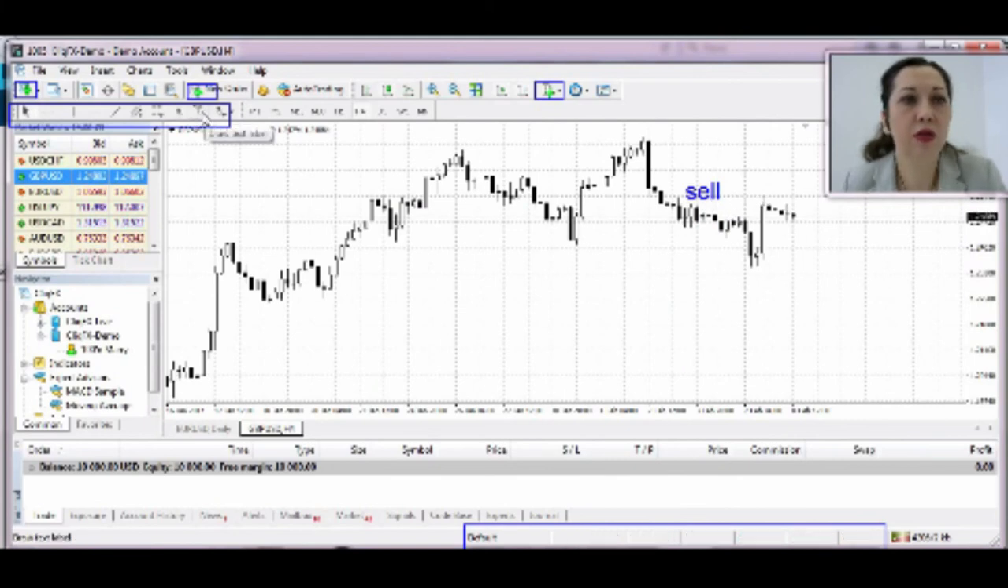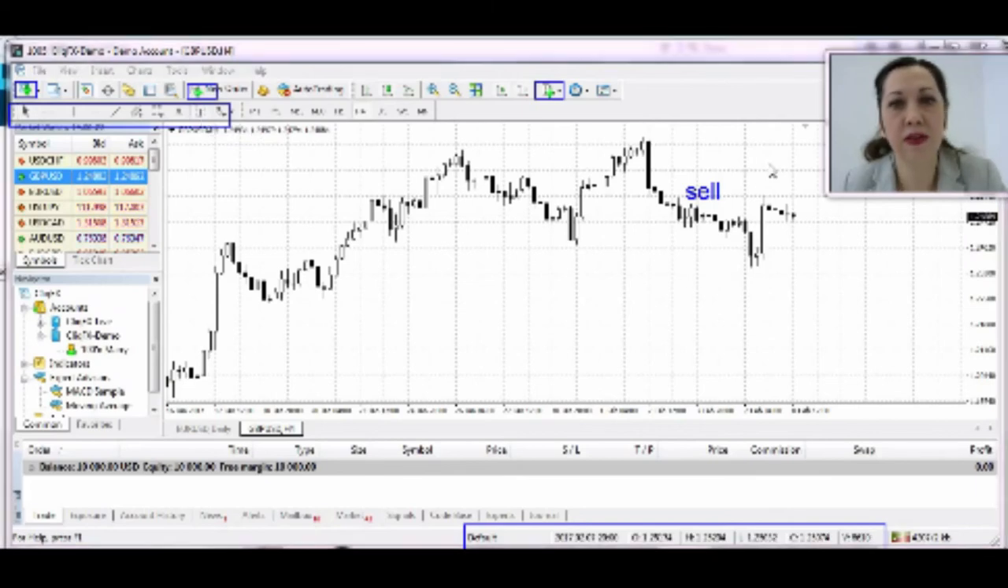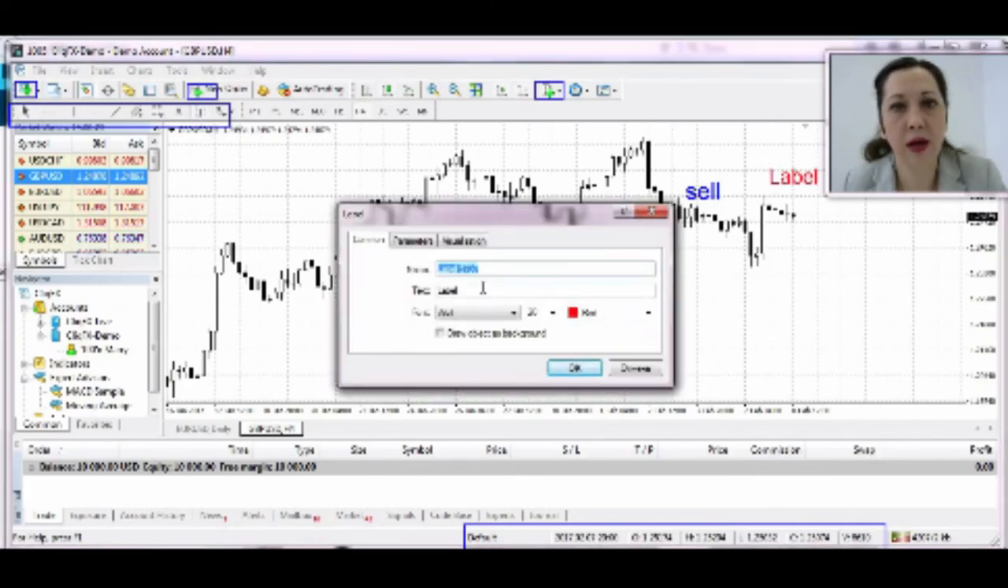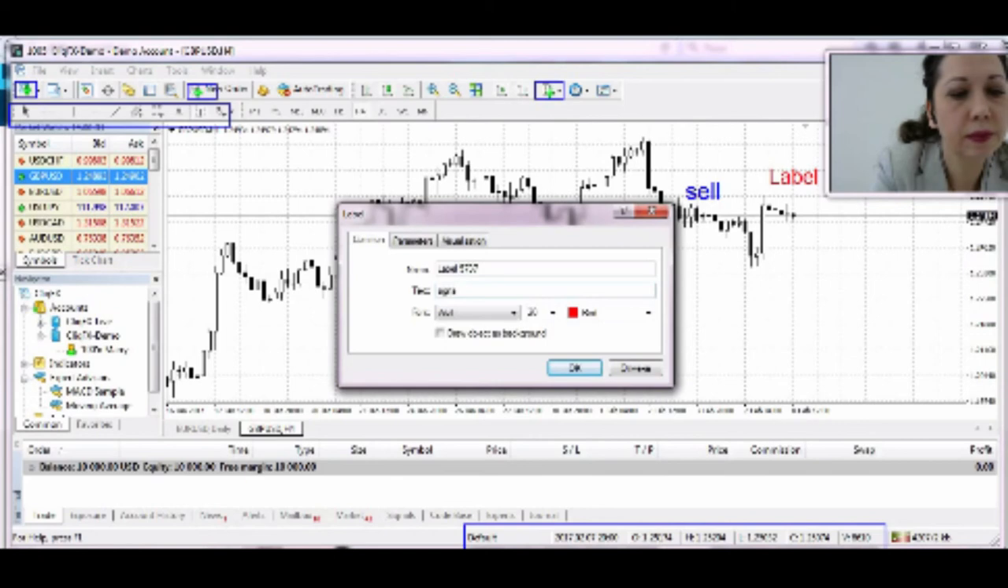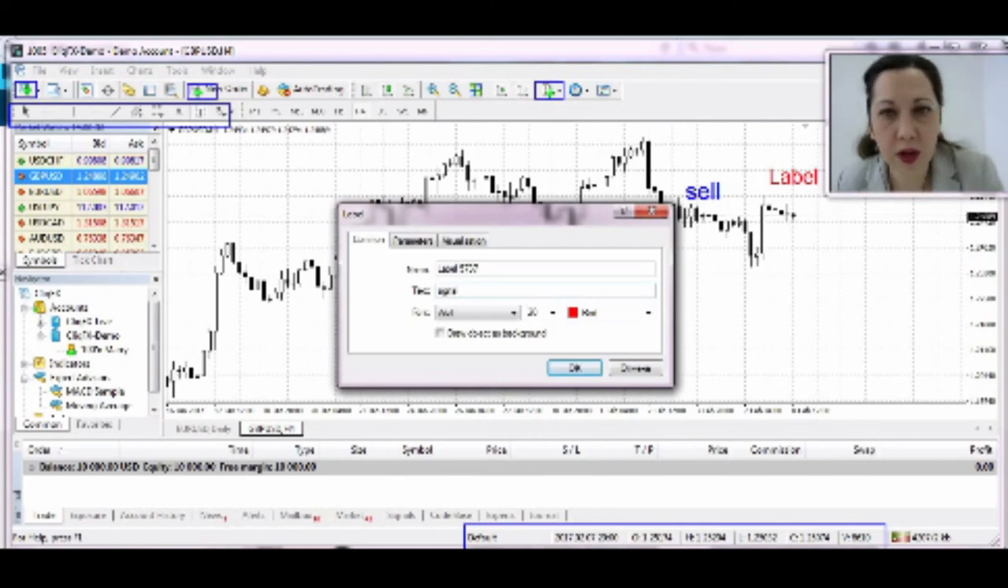And also text. Text works the same way. Click, write something here. For example, signal. So I'm waiting for some signal. The market is forming a signal for me, for example.